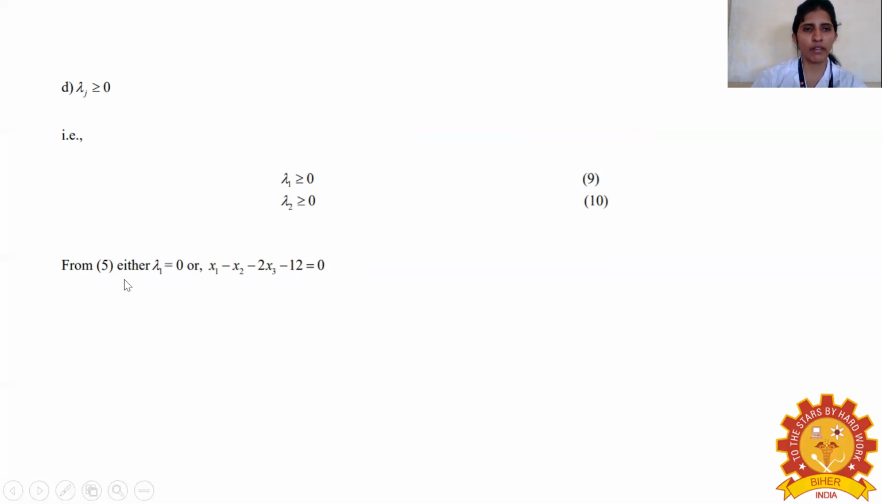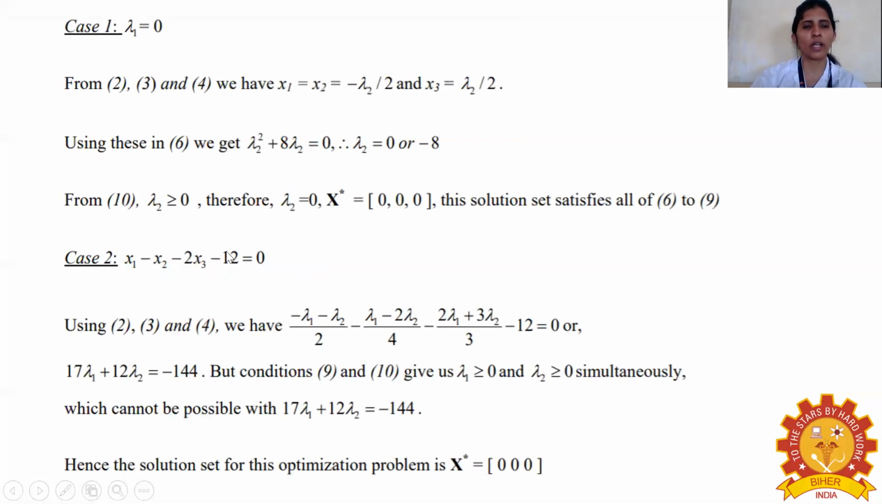So from equation 5, either lambda 1 is equal to 0 or this full term x1 minus x2 minus 2x3 minus 12 will be equal to 0. Okay, so so far we have found all the constraints and all the notations needed for the solution. So now we'll move on to the solution.